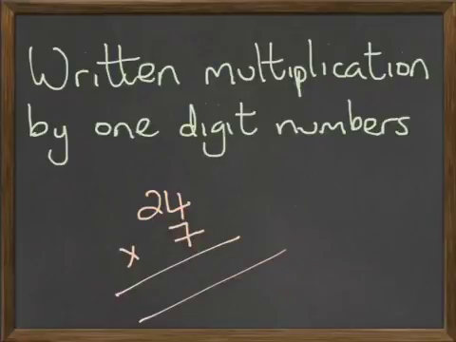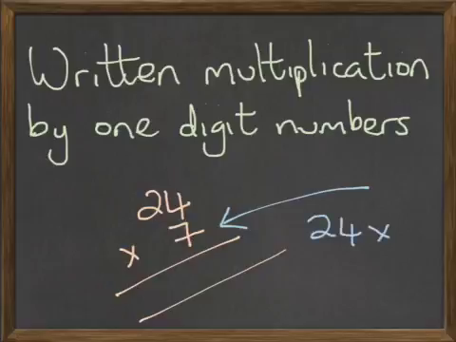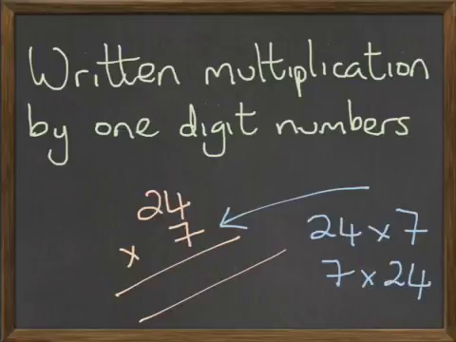Hello and welcome to my lesson on written multiplication by one-digit numbers. What I mean by that is, like the example here, we have a one-digit number at the bottom. This could be written as 24 times 7 or 7 times 24, it doesn't matter which way around it is in multiplication, but we're just putting the one-digit number at the bottom, which makes this method much easier.